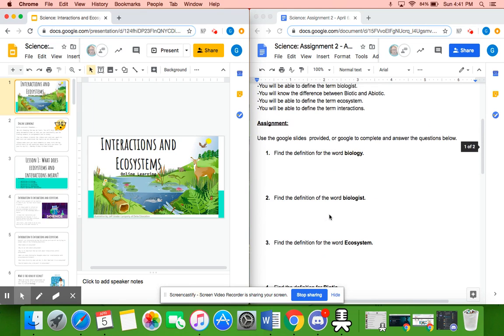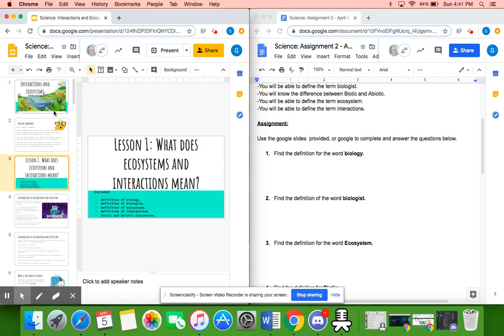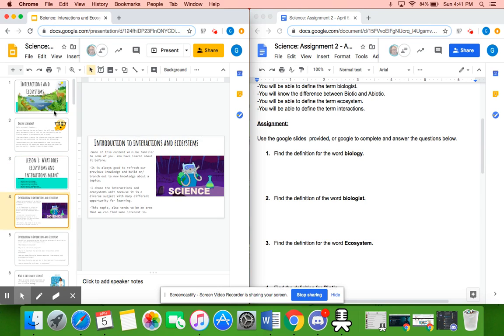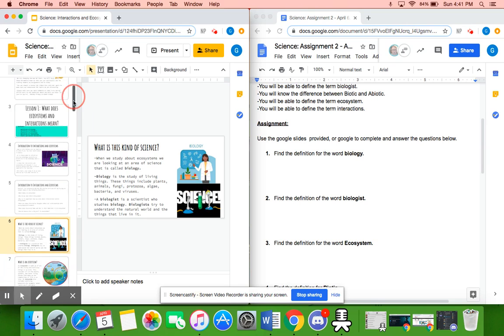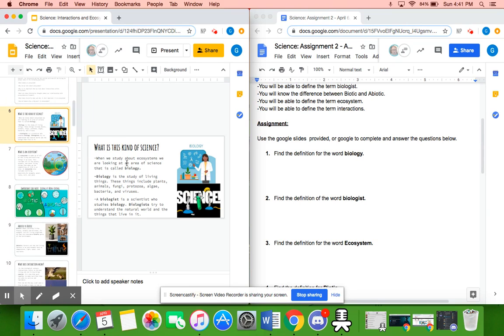Now, I'm going to go back to the top and show you how to do the first one. Okay, so I'm looking to answer the first question. It says find the definition for the word biology. So I'm going to go through the slides and look for where I have talked about biology. I don't see it yet. Oh, here it is. It's on slide 6. What I'm going to do is look for the word biology. Oh, I found it. It says biology is the study of living things.